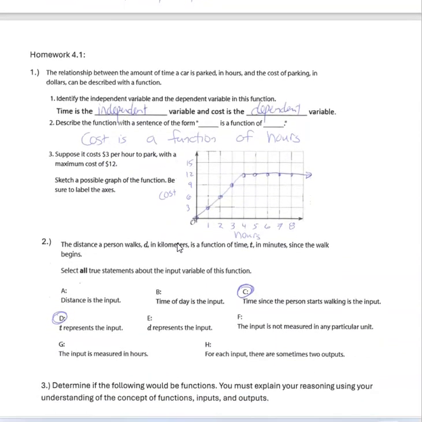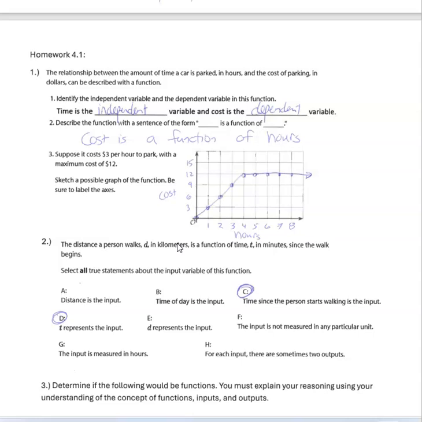This one right here says the relationship between the amount of time a car is parked in hours and the cost of parking in dollars can be described as a function. Identify the independent and dependent. Does time depend on the cost, or does cost depend on how long it's parked? The cost is dependent on how long it is parked there. Describe the function in a sentence. Now your sentence is going to be the dependent is a function of the independent. That's how we do it. So in this case, it's cost is a function of the number of hours. On here, I went over and I graphed this.